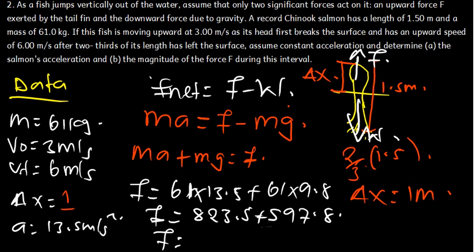So the magnitude of the force is going to be 823.5 plus 597.8. I'm getting 1421.3 newtons. So this is our magnitude of the force. So this is how you come up with the acceleration and the magnitude of the force.